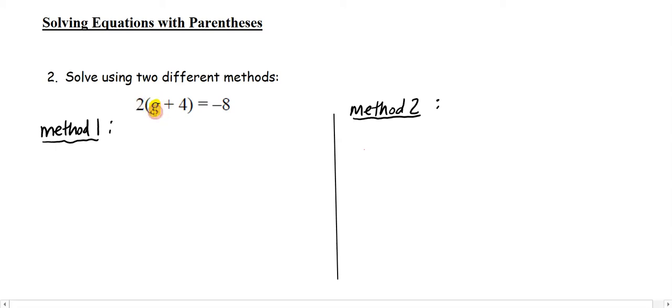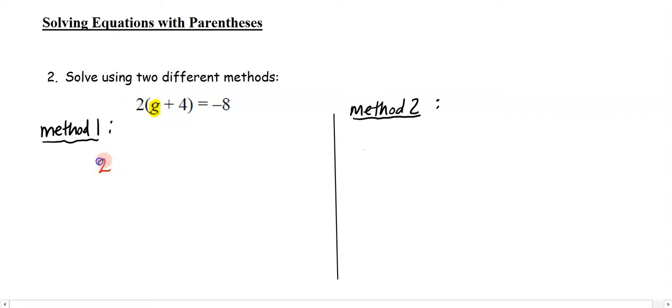So we have two options here. Number one is we do BEDMAS backwards. If g is being added to 4 in the brackets and then multiplied by 2, if we knew g, we would get -8. So what would we have to undo first? Well, we have to go backwards. We have to undo the last thing that happened to it. So we would have to, let's write this out.